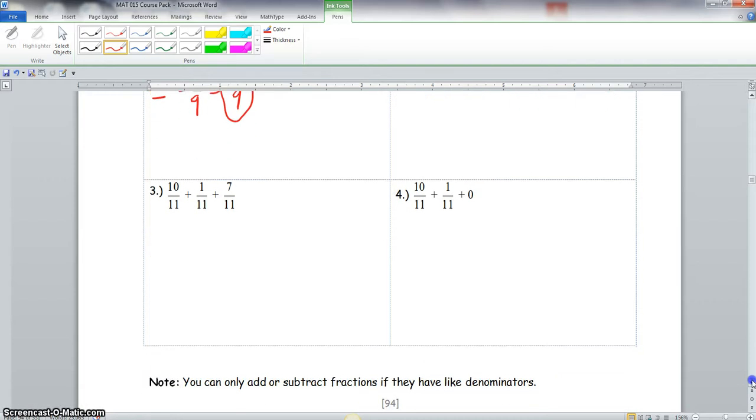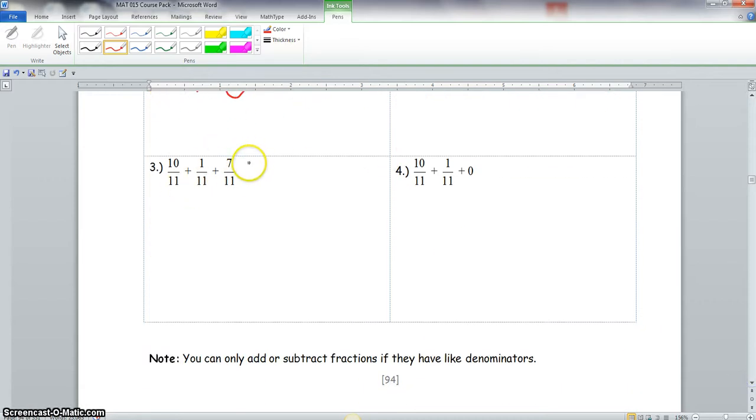Now we scroll down to 3. Now we have the same denominator, which is 11. And now we add the numerators. We have 10 plus 1 plus 7, which will give us 18 over 11. And since we're not dealing with mixed numbers here, and we're not asked to make it into a mixed number, we'll just leave it as 18 over 11.